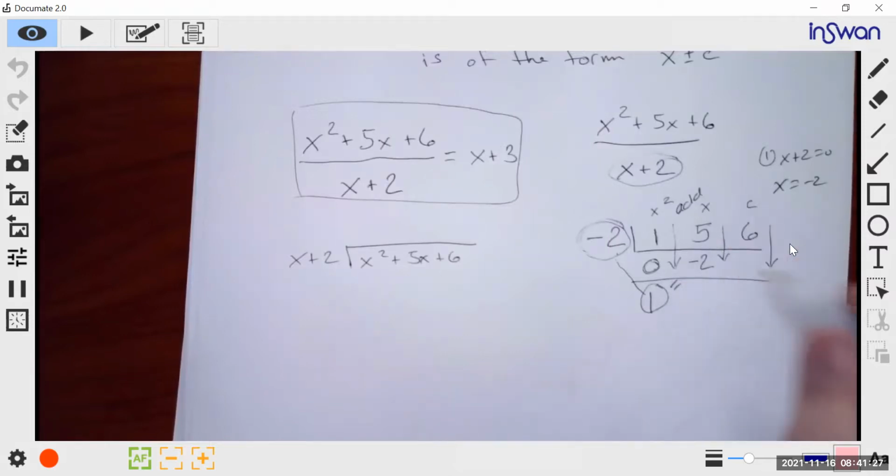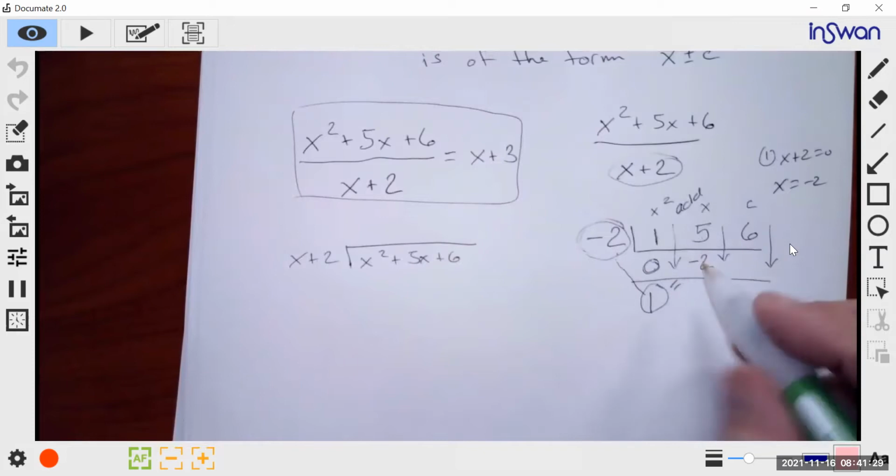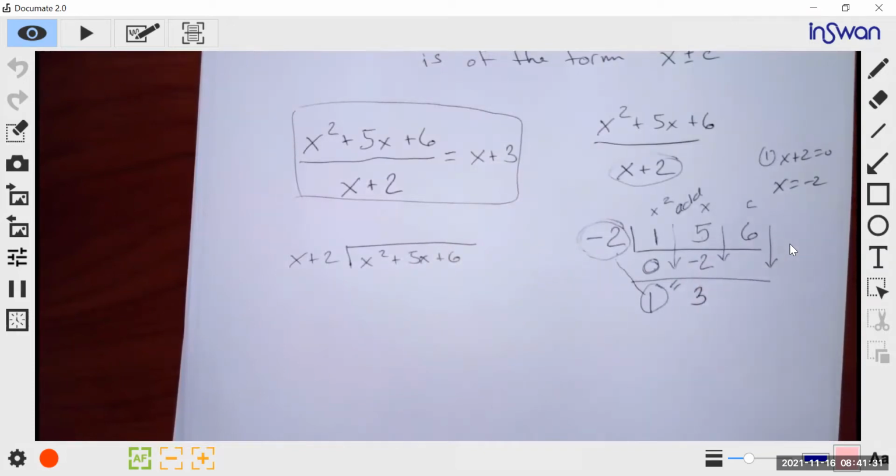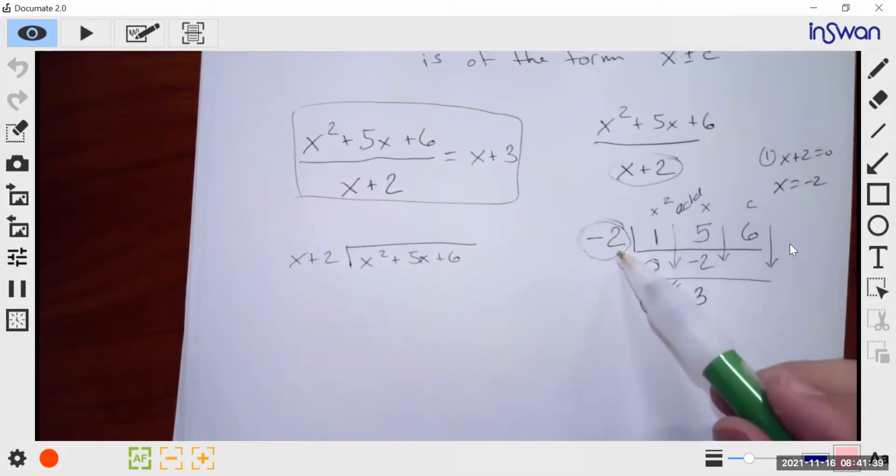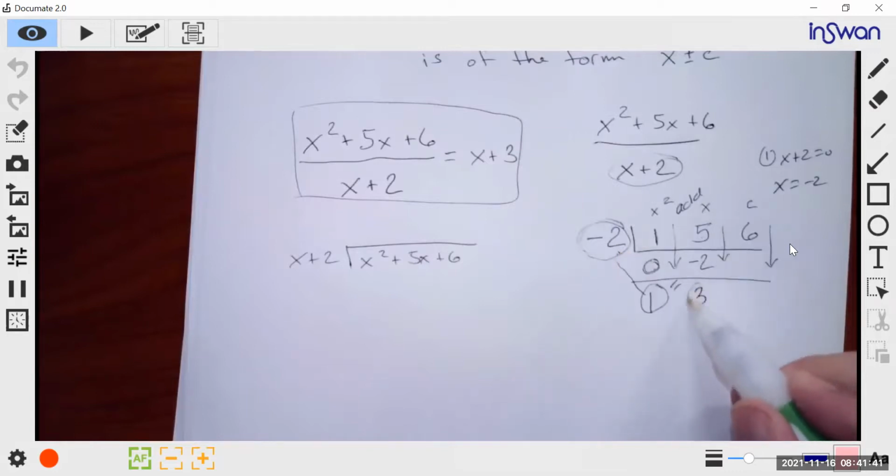Remember, up and down you add, so 5 minus 2 is 3. And whatever's down here, you multiply with what's on the outside. So -2 times 3 is -6.